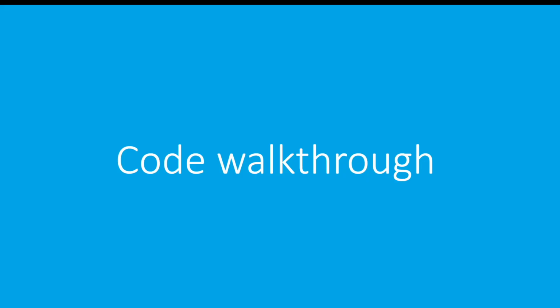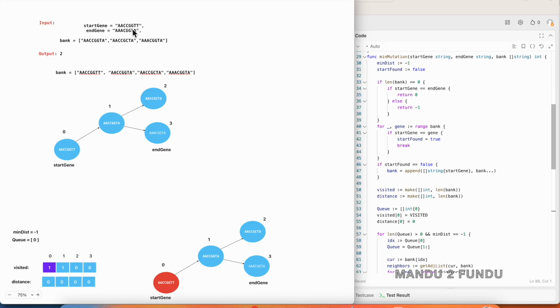Next I am going to do the code walkthrough with sample input. Let's do the code walkthrough for this input. For this the expected output is 2 because the starting gene mutates to this by changing the last character and then mutates to this by changing the third character from C to A. So 1 and 2. So that's why the expected output is 2.